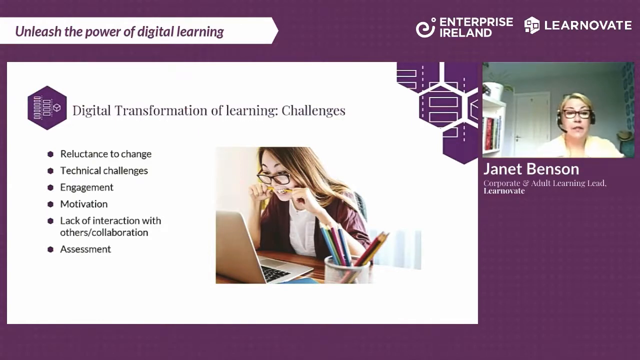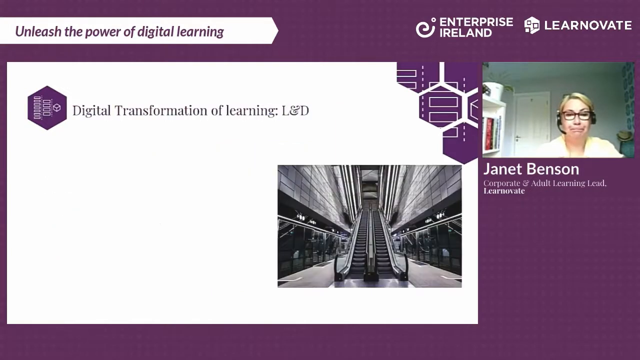And then with assessment, that can often be challenging. People aren't sure how to do assessment online. It's very easy, I suppose, to do a quiz or a test in a face-to-face environment, even to get feedback. But assessment can be challenging online, but it can definitely be done. And there are lots of different and interesting ways to do assessment when you digitally transform your learning.